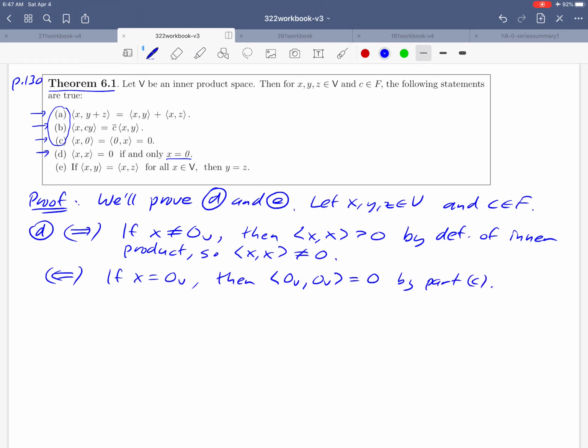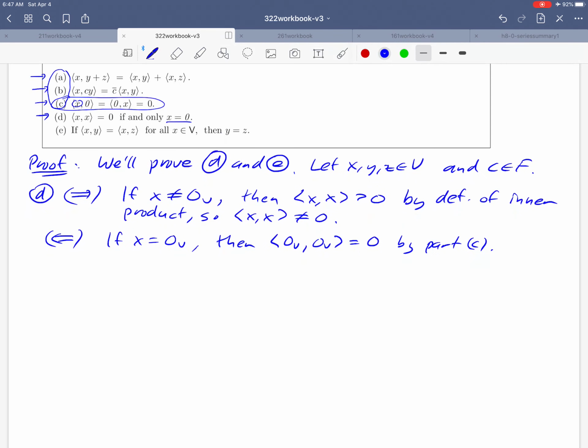Okay, why? Do you see why that's the case? Okay, part C tells us that the inner product of any vector with the 0 vector is 0. So what we did is we basically made the observation we can choose x to be 0 and we get a true statement from C. That's kind of all there is to proving the reverse direction of this statement. Okay, so I think we've proven part D. Okay, let's move on to E here.